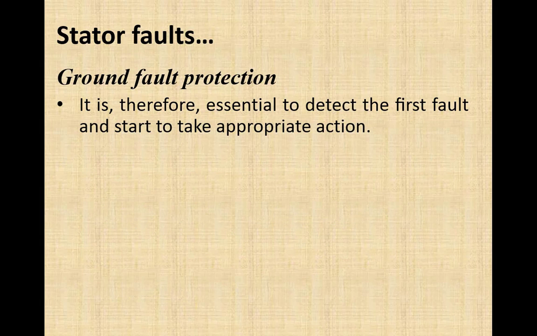We want to detect the first ground fault and take appropriate action against that ground fault. In case of generator, if a ground fault is detected and that is inside the winding, then in the upcoming scheduled shutdown of the generator, the problem will be addressed. Okay. Here we'll discuss how to detect the ground fault in case of ungrounded machine.